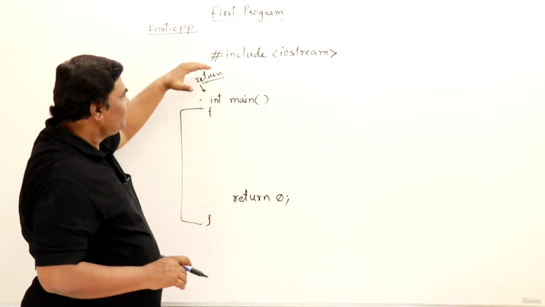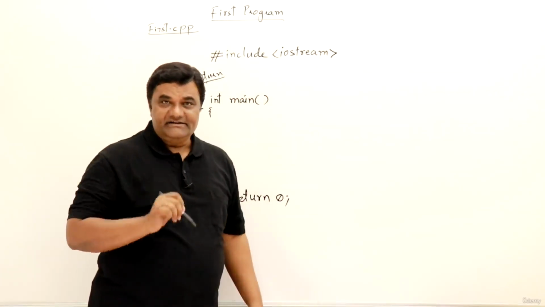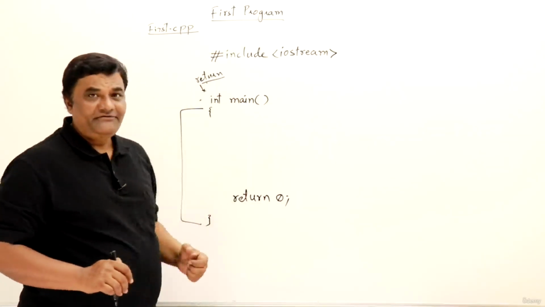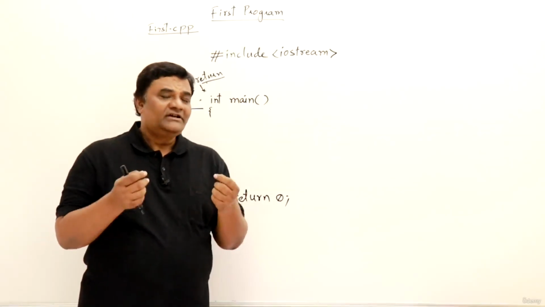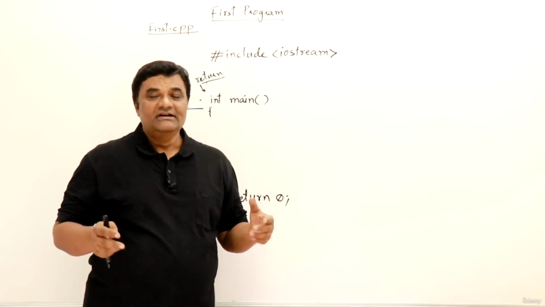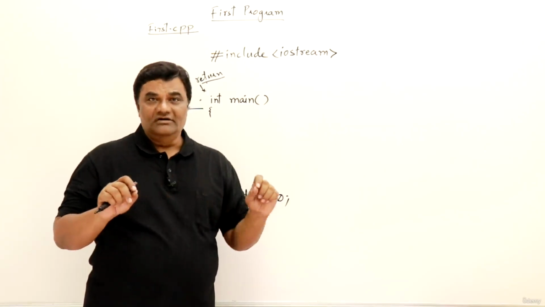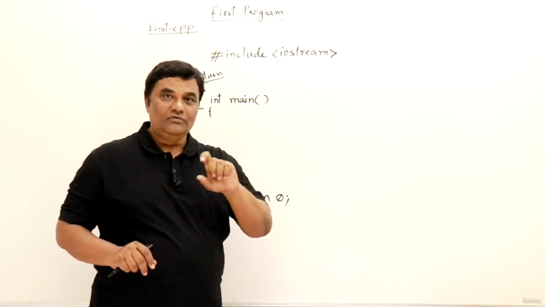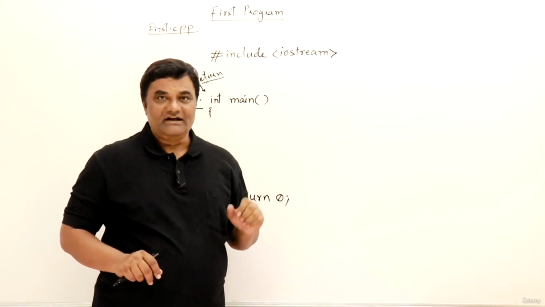Then what does this hash include mean? I'll explain it. So first of all, I will write something here inside the main function and show you. As a first program, I want to give a welcome message. So I will write hello world. I want this program to print hello world on the screen when I run the program.